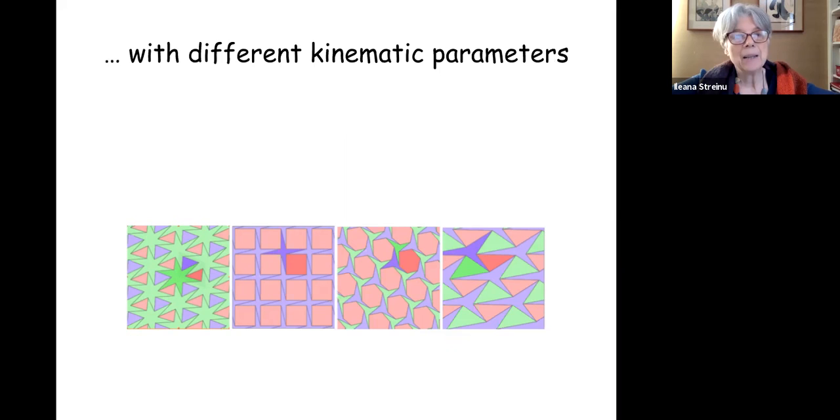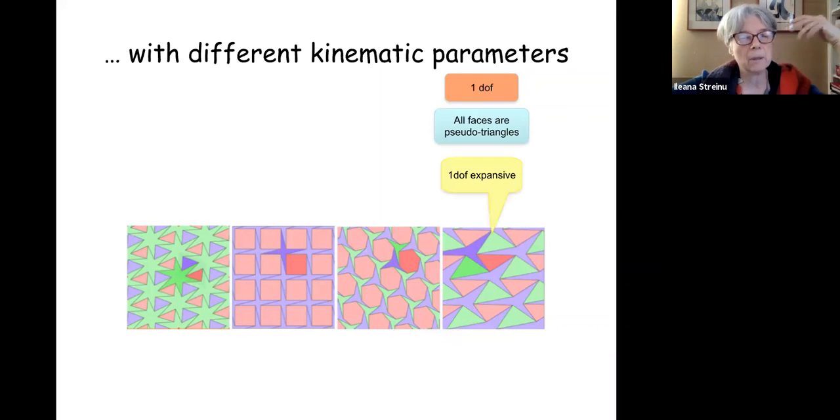But the 4 types of periodic tilings have different kinematic parameters. So let's quickly go over that. And again, I know Ciprian went over some of these properties. So this one has only 1 degree of freedom. So it means that you can only deform it along a single trajectory.